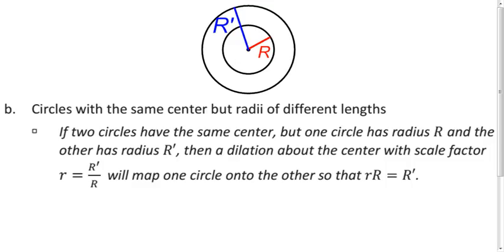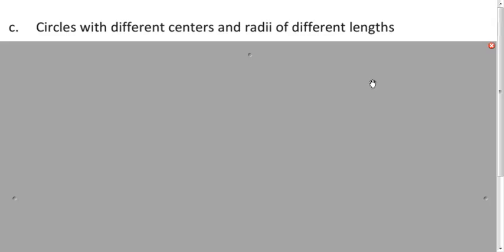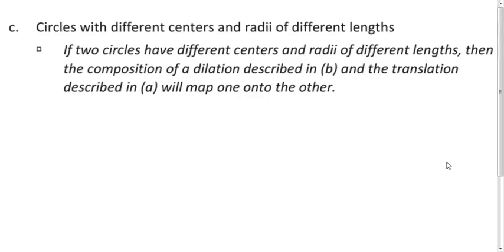And the third case, what if they're different sizes, but they have different centers? Well, you just combine what we did in the first part to get first and second parts. So you would just translate them so the centers line up and then dilate one. So any circles are similar to each other.